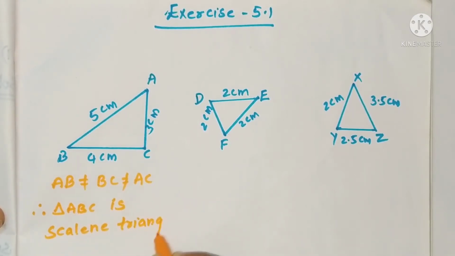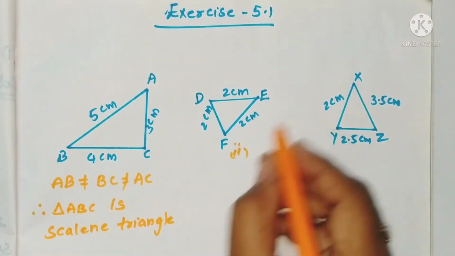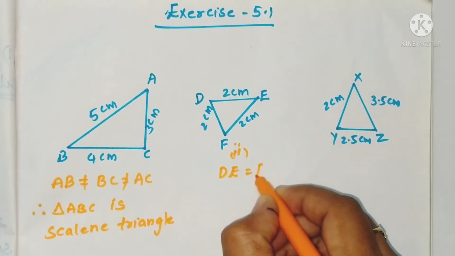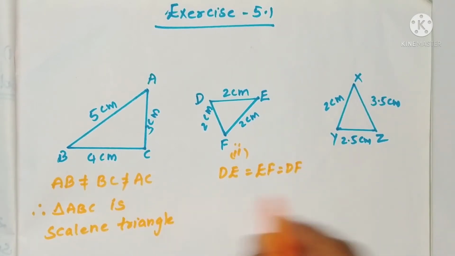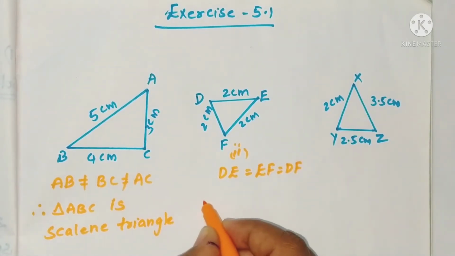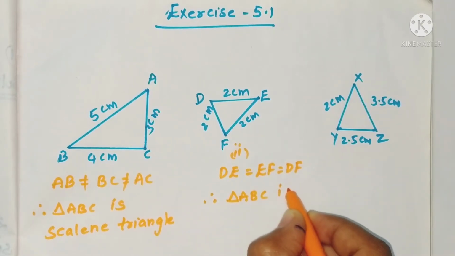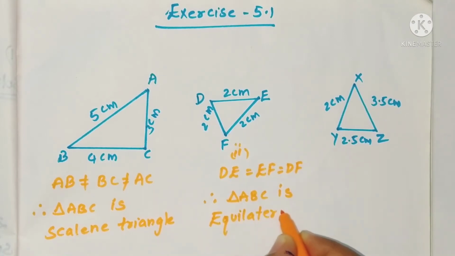Okay. So coming to the second one. See here all sides are equal, na? DE equals to EF equals to DF. All the three sides are equal. So therefore the triangle is an equilateral triangle. Equilateral triangle.